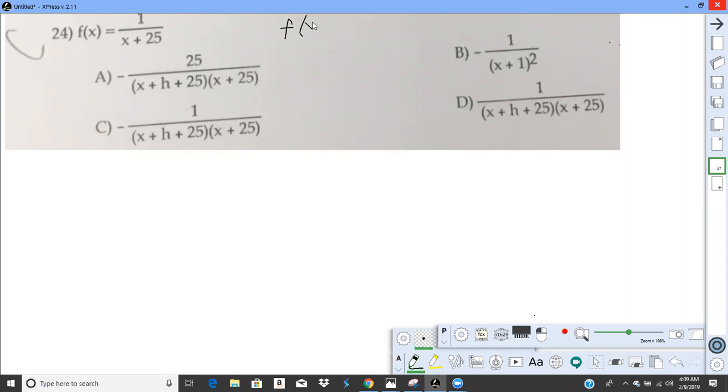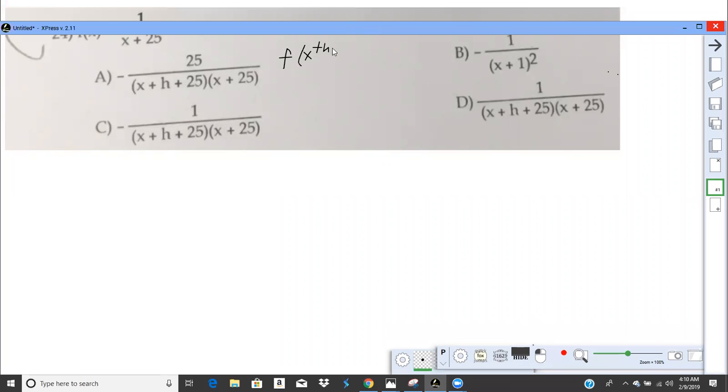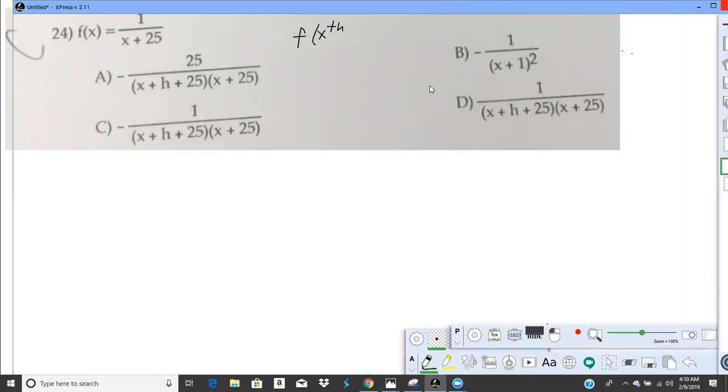You will have f(x + h) minus f(x), all over h. The idea is that f(x) is just whatever your function is.